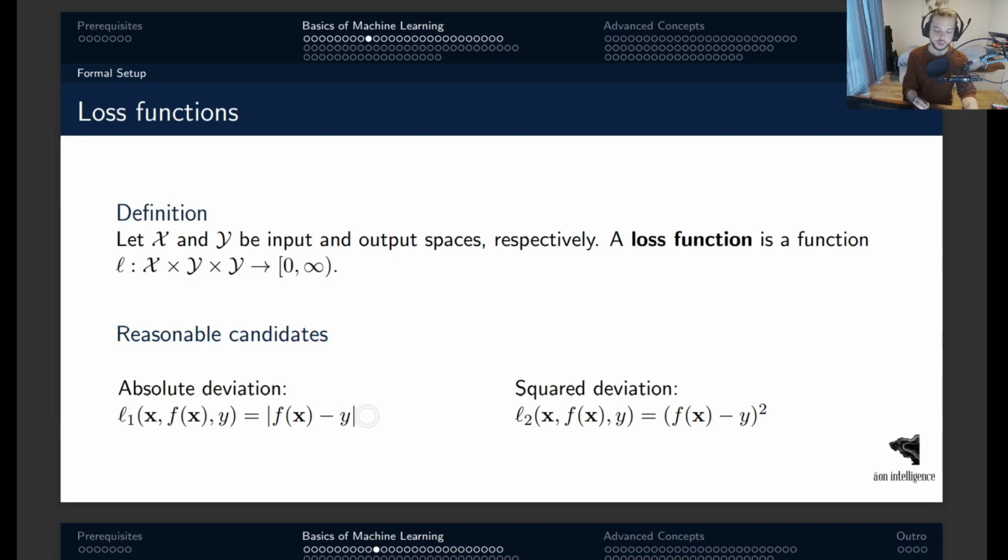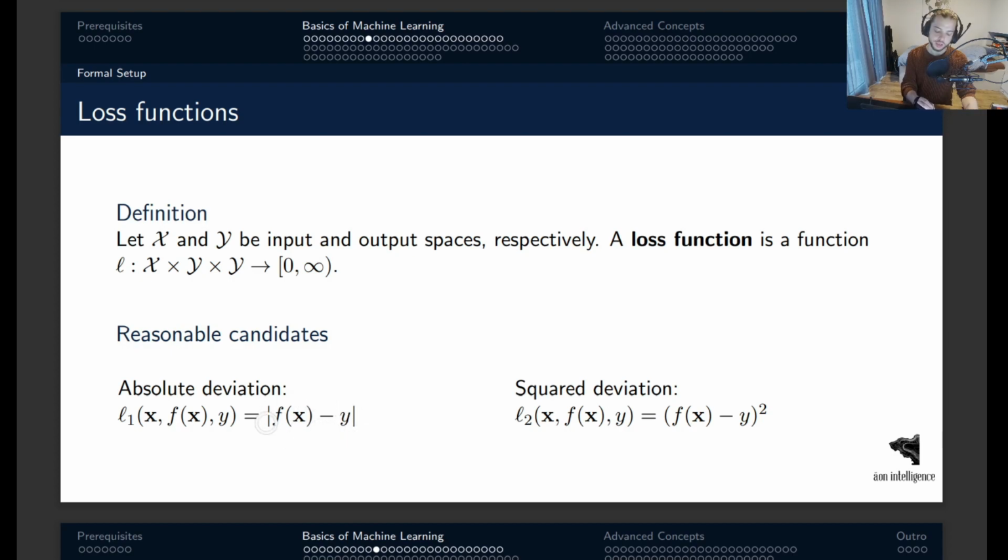Reasonable candidates that we'll be using all the time, essentially, are the absolute deviation. So we will denote it with this L1. And the first input is the observation itself. Then we have the prediction of our model as the second argument. Then we have the true label Y as the final argument of this loss function. And L1, the absolute deviation, is just defined as the absolute difference between these two.